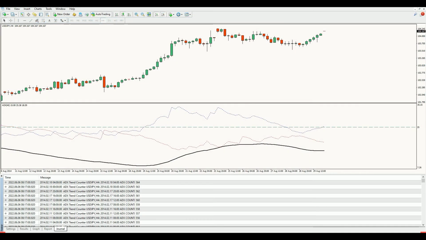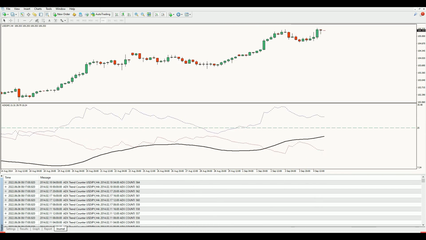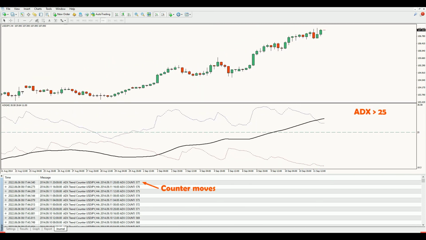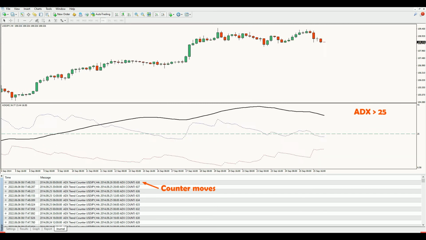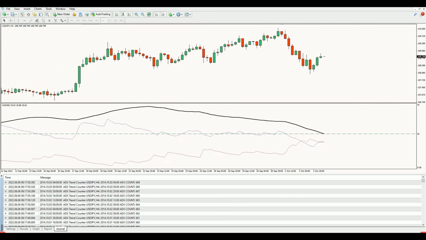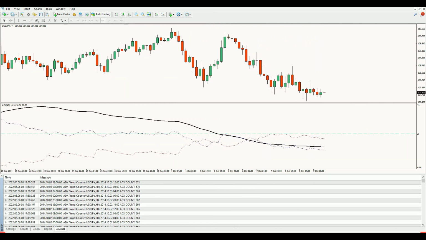Here's an example of how the algorithm works on the yen. The ADX is below 25 now, so the ADX count is not increasing. Once a strong trend develops, and the ADX goes above 25, the counter starts moving. After the uptrend is over, the ADX falls back below 25, and the counter stops.